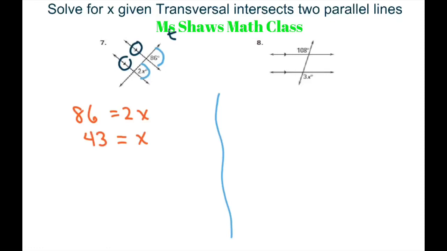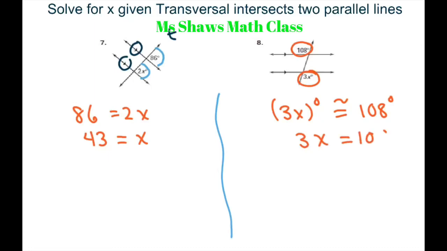And on this one, I know if this is 180 degrees, I'm going to use my alternate exterior angle theorem, and they're congruent. So 3x degrees is congruent to 108 degrees. Therefore, to solve for x, you go 3x equals 108, and you divide both sides by 3, and you get 36. So x equals 36.